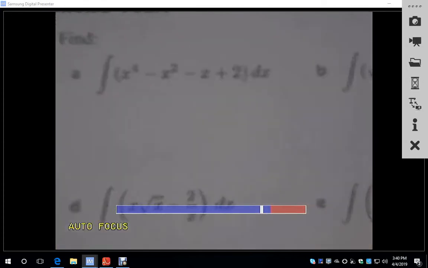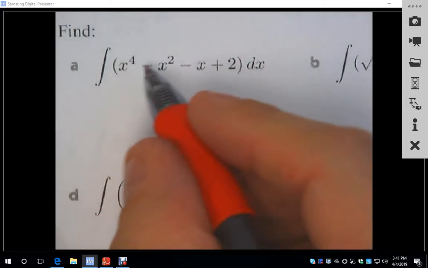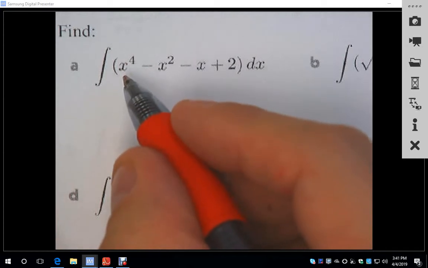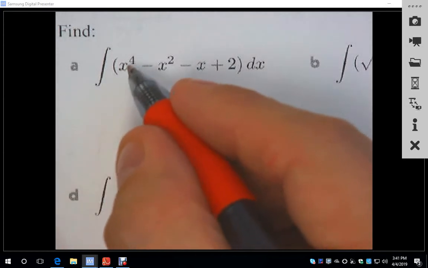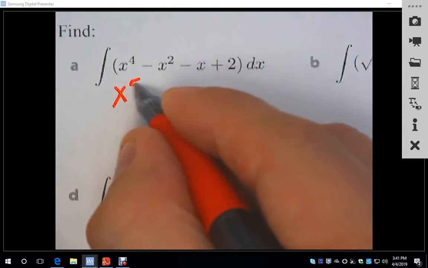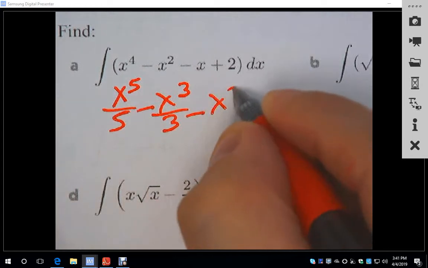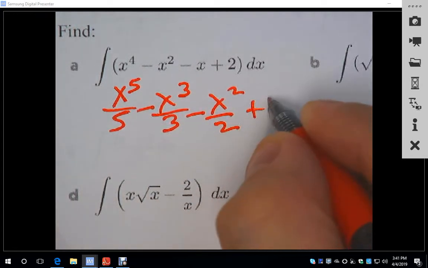Here's our first example right here. And so if you recall, when we take the integral, we just do the opposite of a derivative. So instead of subtracting one from our exponent, I'm going to add one. So I have x to the power of 5 over 5 minus x to the power of 3 over 3 minus x to the power of 2 over 2, and then plus 2x.